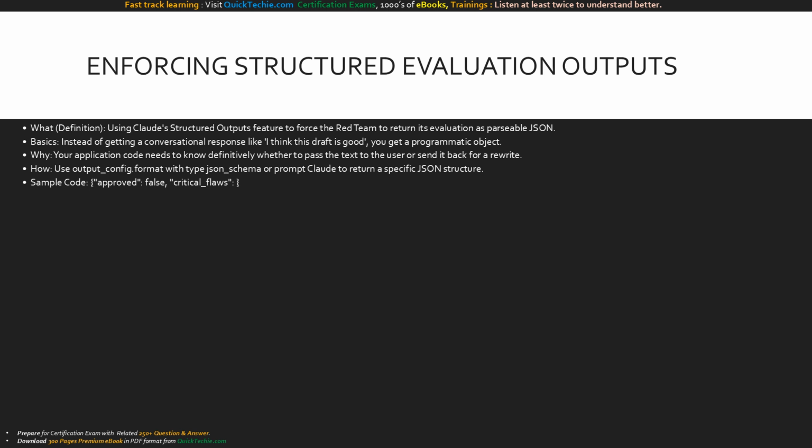This state diagram shows the programmatic control flow. The red team analysis state transitions into JSON generation, strictly enforcing the schema. The resulting JSON hits the app parser. Inside the parser, we check the Boolean. If true, the system state moves to deliver to user. If false, it reads the flaws array and transitions to trigger rewrite. This is how you build reliable, autonomous pipelines.